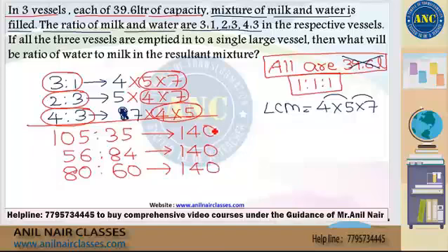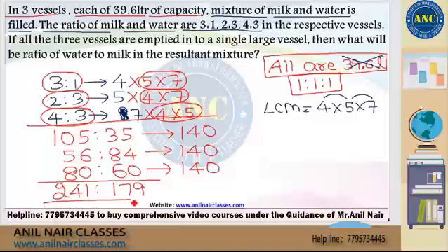Sir, should I not convert it back to 39.6? No, it is not required. The meaning of that statement is that all should be equal. Simple. Don't complicate, sir. The final ratio is 105 plus 56 plus 80, it is 241. 35 plus 84 plus 60, it is 179. This should be my final answer.